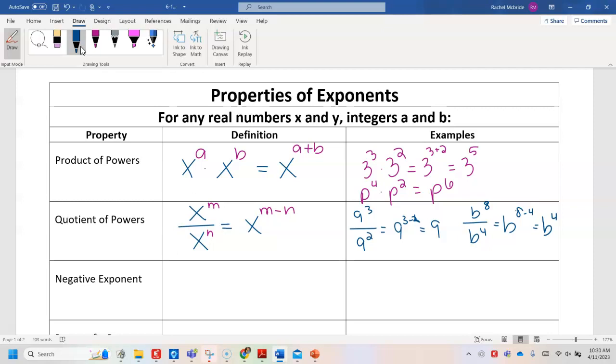Negative exponents are a no-no. So if you had a negative exponent, so let's say we had y to the negative a, then we would rewrite that as 1 over y, and then a becomes positive.